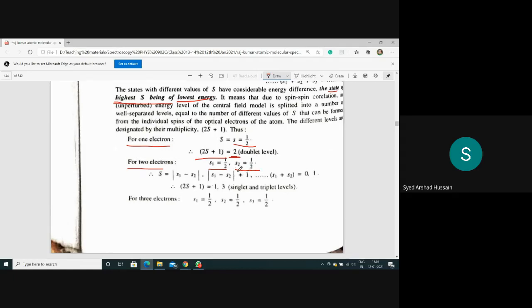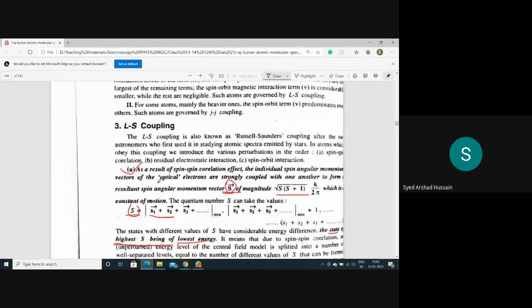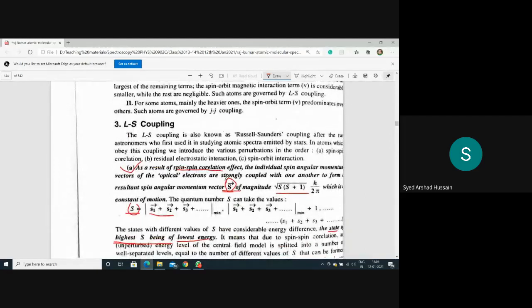So S1 is equal to half, S2 is also half. Then your S is S1 plus S2, that is half plus half, 1. Then S1 minus S2, half minus half, 0. In between, 1 minus 1, nothing, 0. So only 1 and 0. So for a two electron system, we have S equal to 0 and 1, and this is due to spin-spin correlation effect.